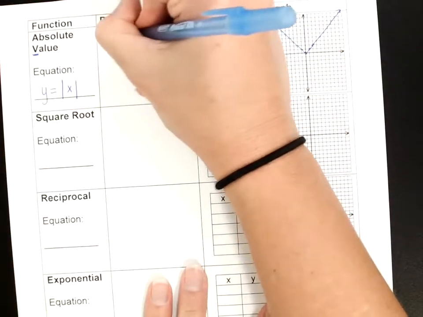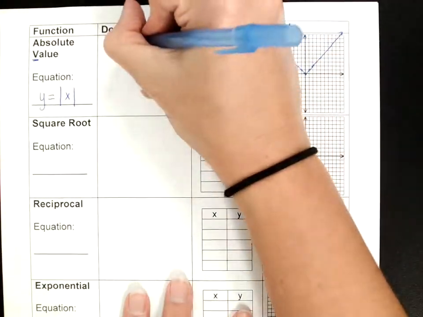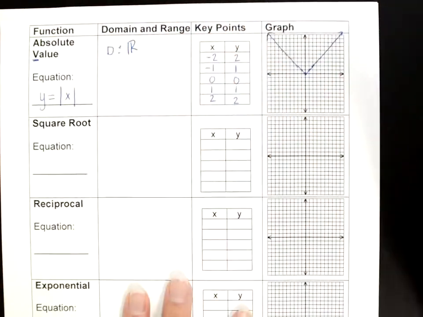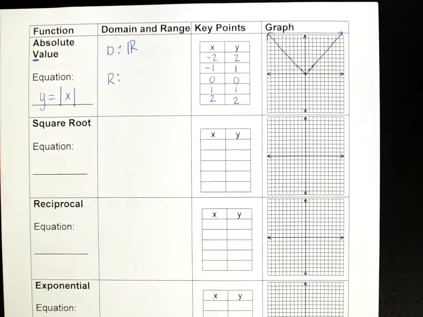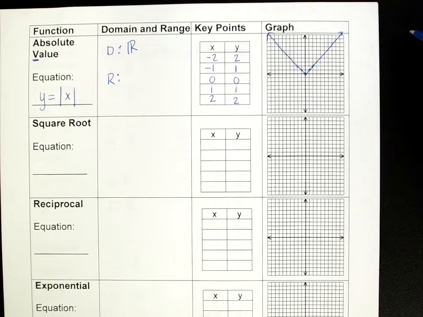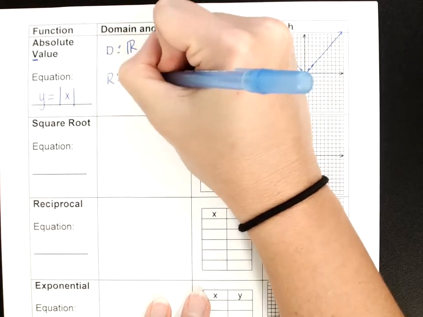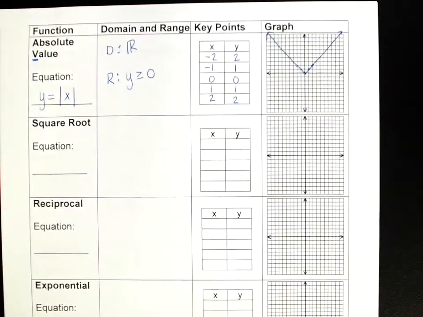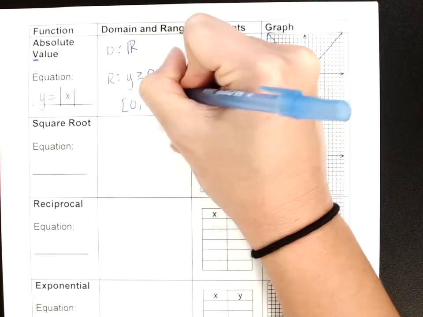Domain for this one, again, I can plug any number in for x and get a solution. So all real numbers. Let's go into the left and to the right. For our range, again, this time I'm not getting any negative values. My graph is all on the positive y values. So this is going to be y is greater than or equal to 0. Again, if you prefer interval notation, just like with the quadratic, 0 to infinity.